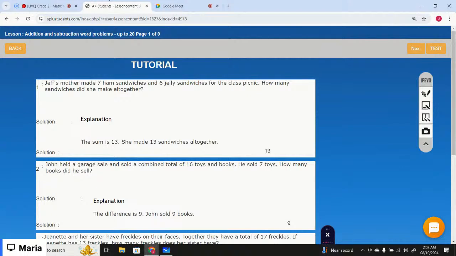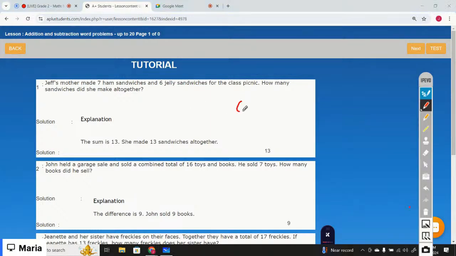Okay, so she made 7 hamburgers and 6 jelly burgers. You have to see how many burgers she made all together. So you need to add them. You have to do 6 plus 7, right? So start with the greater number, count up till the smaller one. So 7, 8, 9, 10, 11, 12, 13. So 7 plus 6 makes 13. That means she made in total 13 burgers, right?